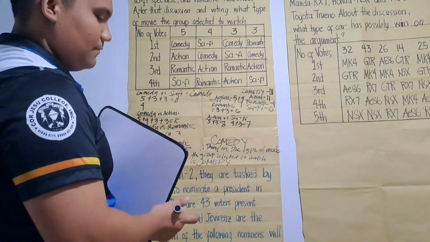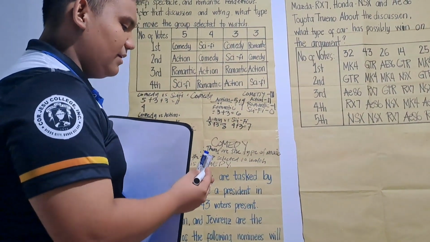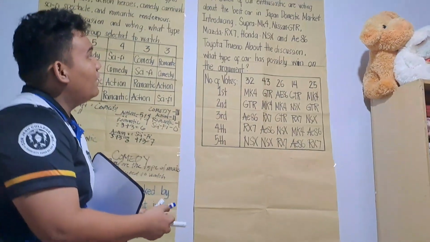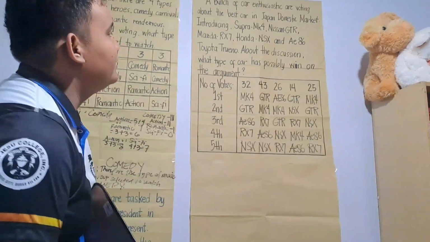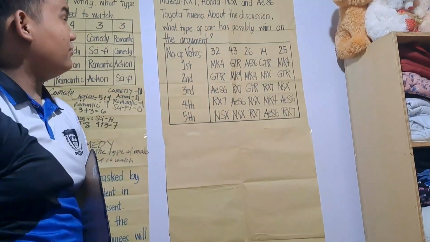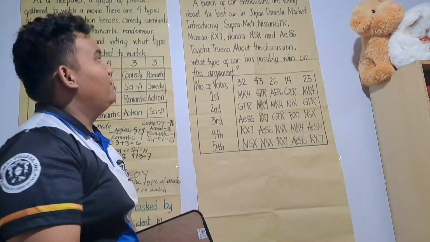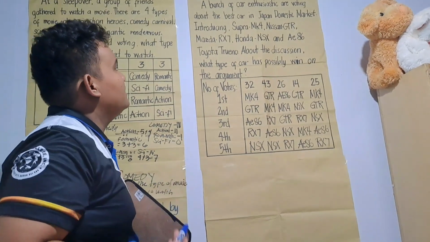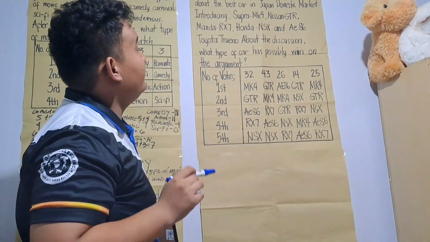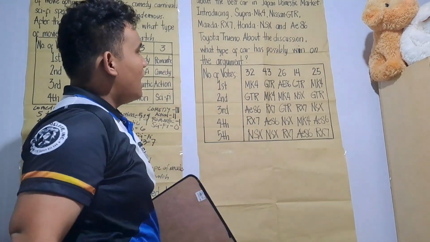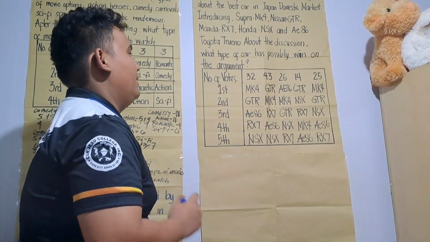For the next word problem example, a bunch of enthusiasts are voting about the best car in the Japan domestic market. Introducing the Supra MK4, Nissan GTR, Mazda RX-7, Honda NSX, and Toyota AE86. About the discussion, what type of car possibly wins the argument?